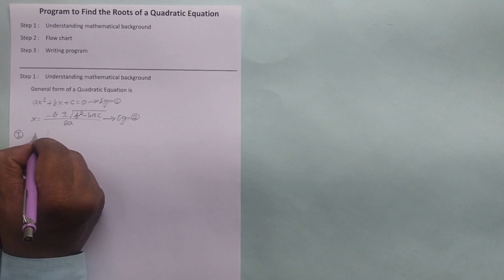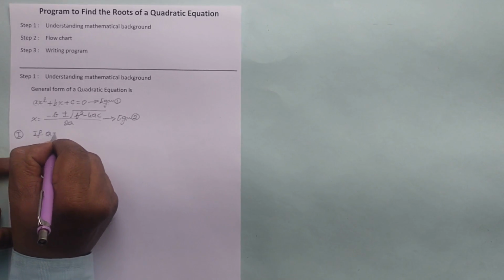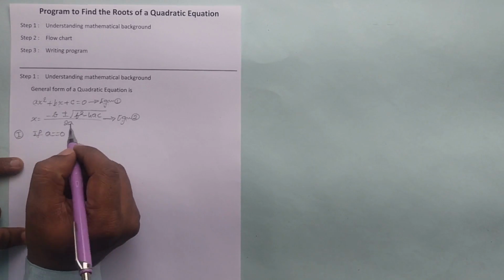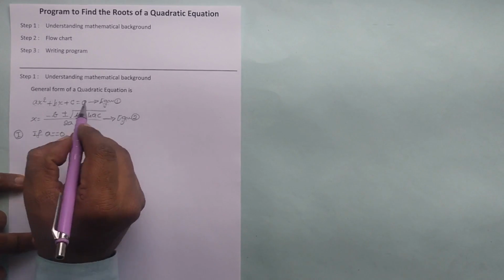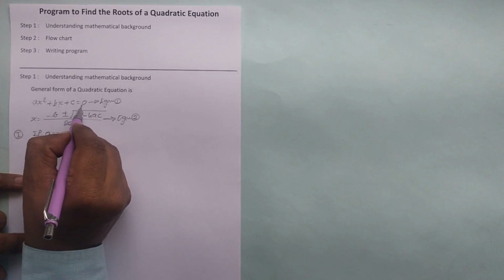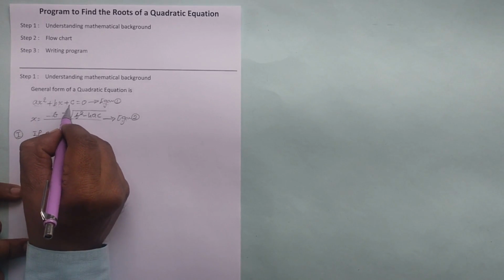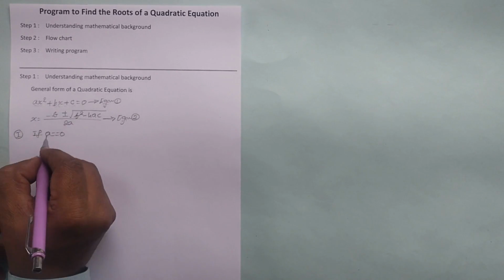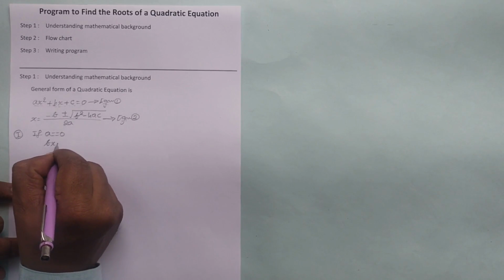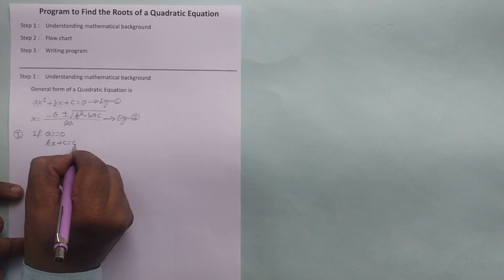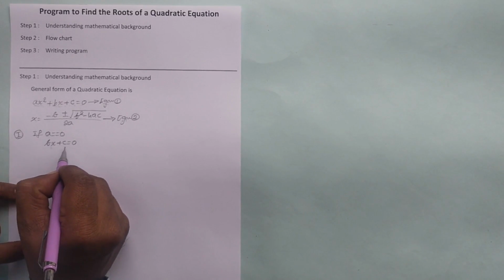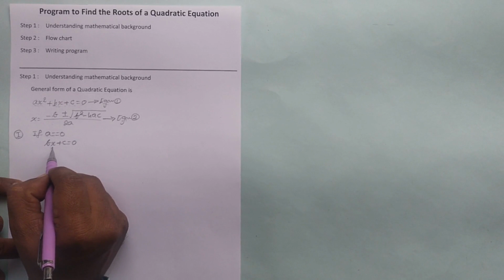That is, if the entered value of a is equal to 0, then equation number 1 is going to become bx plus c is equal to 0. Why? Because this term is going to become 0. The remaining thing is bx plus c is equal to 0. This is nothing but a linear equation. So bx plus c is equal to 0 is not a quadratic equation, so we could not find the value of x using the quadratic expression.